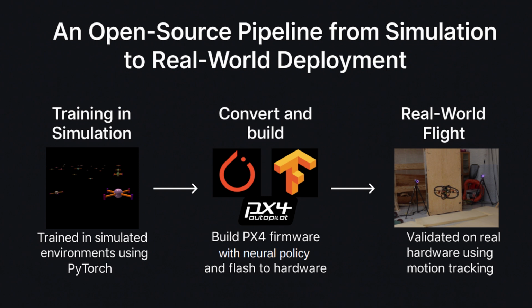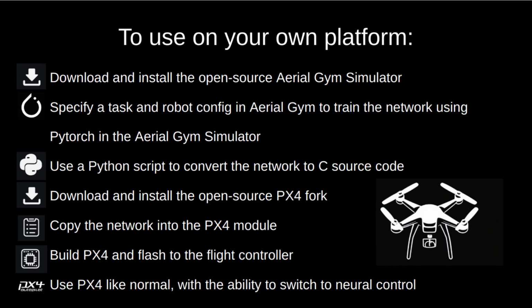We start by training a policy in simulator for position control. We then convert this to a format compatible with embedded flight controllers. The policy is then added to PX4, which we build and flash to the flight controller. We can then switch to neural control in flight. The entire pipeline is open sourced, so anyone can use it for their own research.